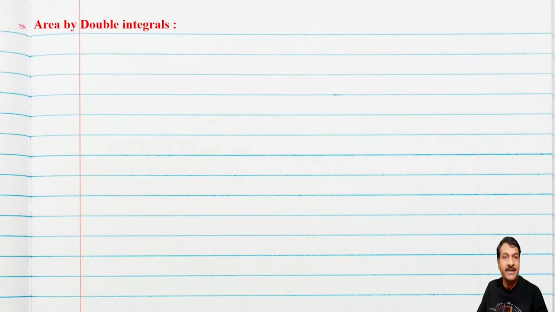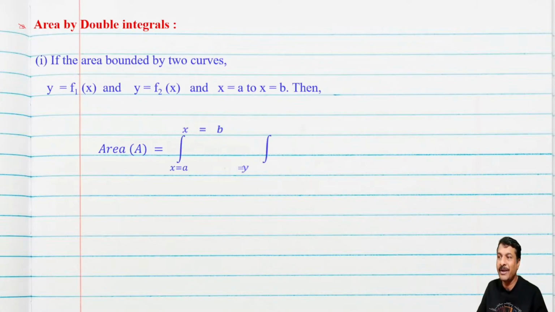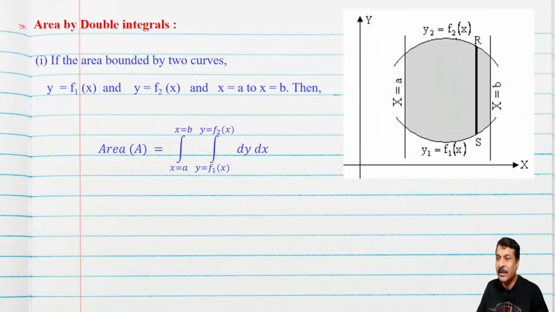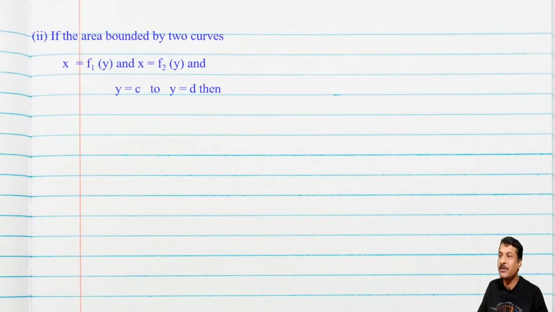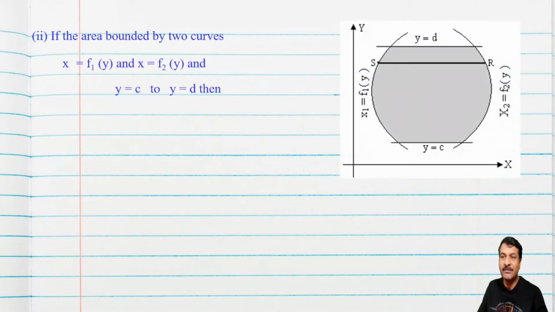So area by double integral, it is our interest. If the area is bounded by two curves y equal to f1 of x and y equal to f2 of x and x equal to a to x equal to b, then area A equals integration from a to b, inner integration from y equal to f1 of x to f2 of x, dy dx. And if the area is bounded by two curves x equal to f1 of y and x equal to f2 of y and y equal to c and y equal to d as shown in figure, then the area A equals integration with y limits from c to d, inner integral from x limits f1 of y to f2 of y, dx dy.